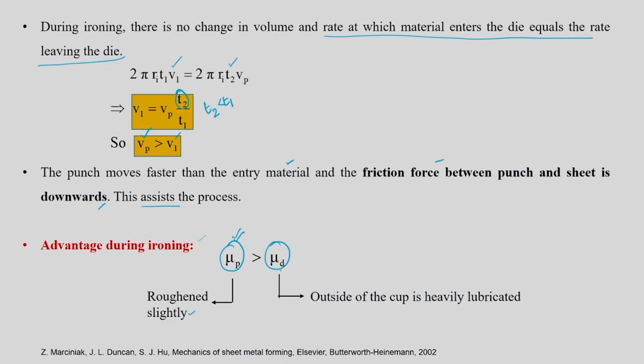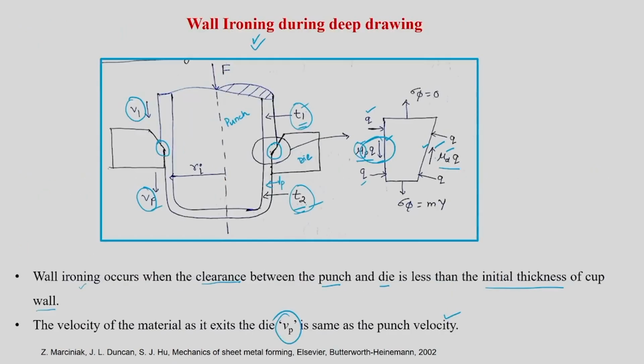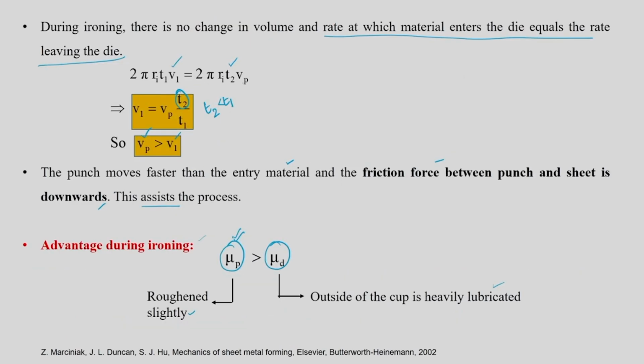And on the opposite side, on the die side, you put lots and lots of lubricant. Outside of the cup is heavily lubricated. Outside of the cup, that is this side, is heavily lubricated, and this side you will see that it is roughened, the punch is roughened. Or maybe you do not put lubricant, something like that. So that your mu P is always greater than mu D. So, these are some important note points required for your wall ironing operation.